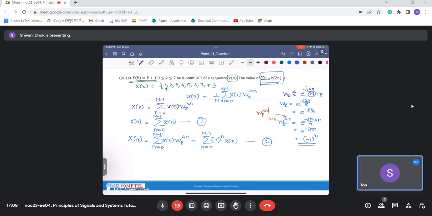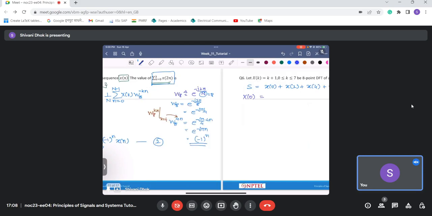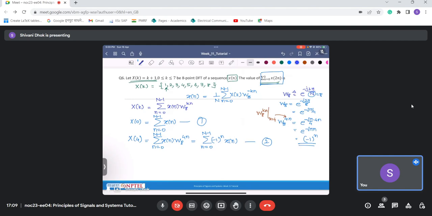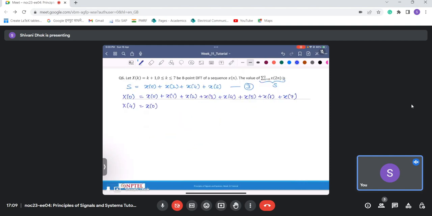Yeah. So you consider this first equation, that is x0 is basically summation of all the xn's, that is I can write it as x0 plus x1 plus x2 plus x3 plus x4 plus x5 plus x6 plus x7, and this x of 4 is basically minus 1 to the power n into xn. So at all the odd indices I'll have a negative sign, and for all the even I'll have a positive sign. So this I can write as x0 minus x1 plus x2 minus x3 plus x4 minus x5 plus x6 minus x7.